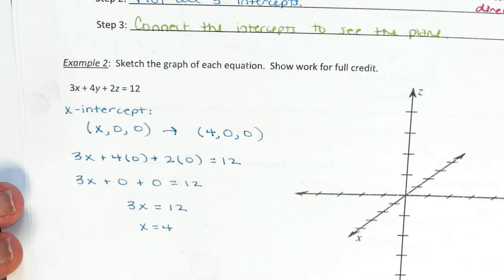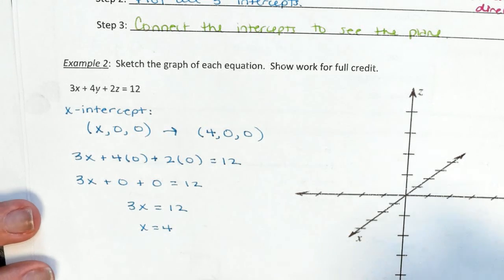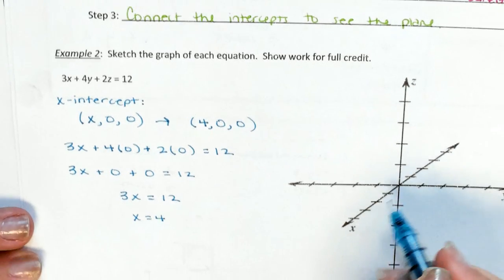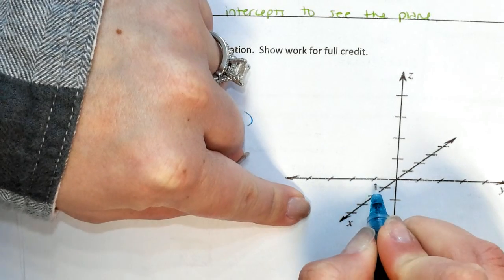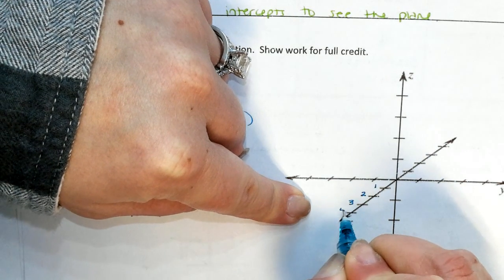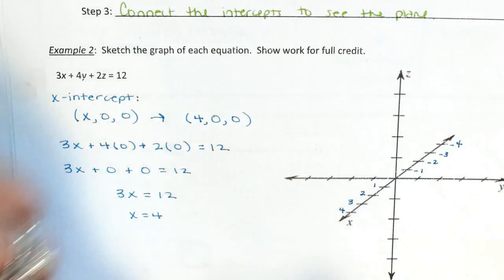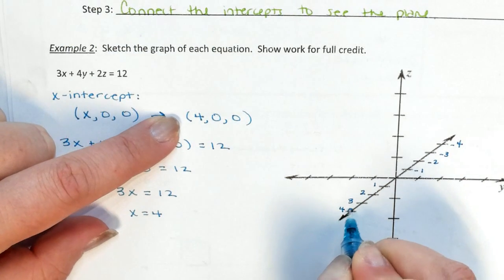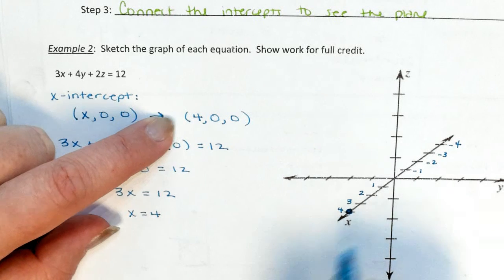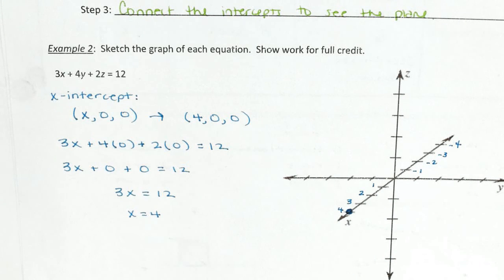Okay. Now the nice thing about plotting these points is that they're always on an axis. So our x-axis moves forward and back. If I go up by ones, 1, 2, 3, 4, -1, -2, -3, -4, I can see that 4 is right here on the x-axis. I don't move left or right or up or down, so I'm just plotting that point right on the x-axis.